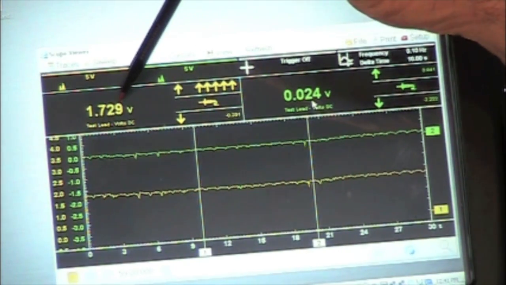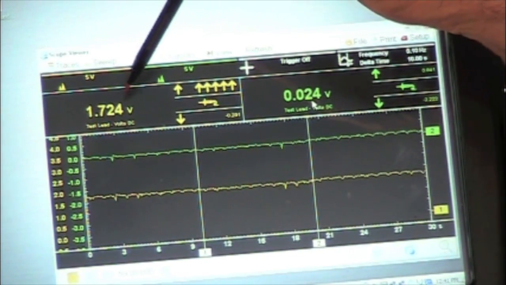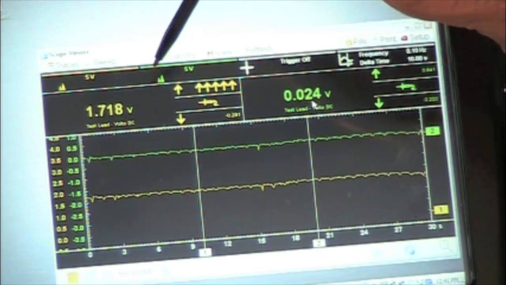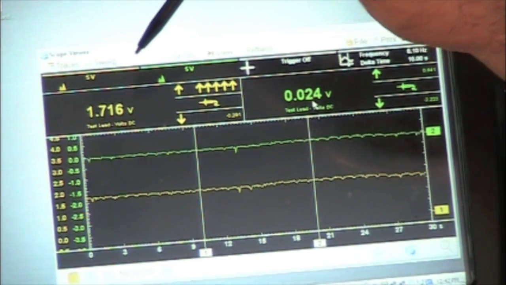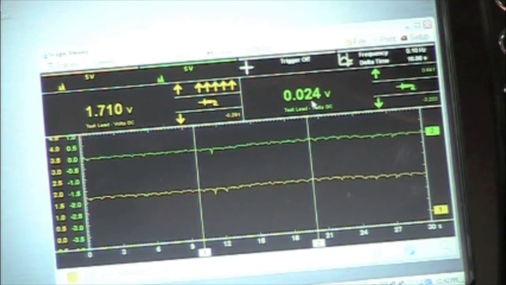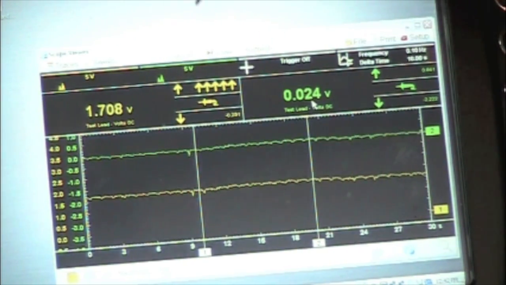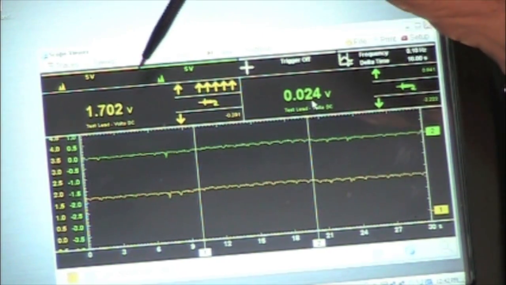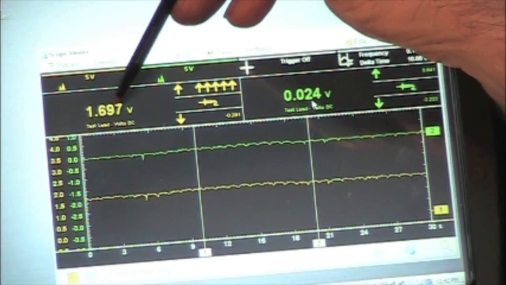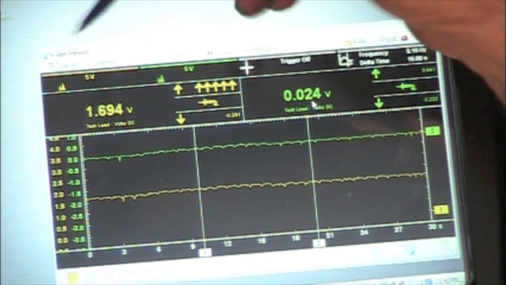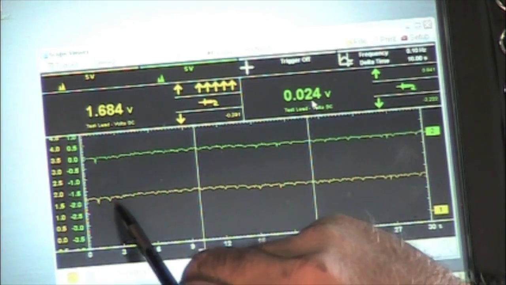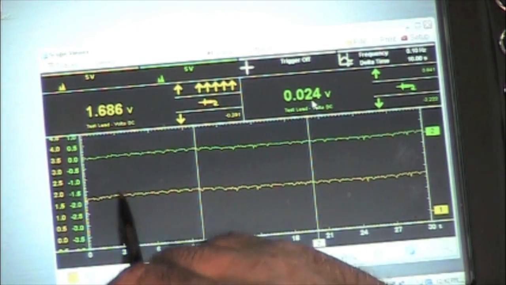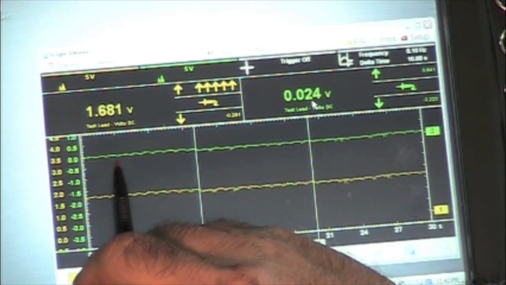Now this is 1.7 volts. Just so that you remember, the coolant temperature sensor gets a 5-volt reference from the computer. As the temperature goes up, the voltage goes down. We're reading 200 and some degrees now, so that's why we're at 1.7 volts. Now the yellow signal over here then is the voltage. The green is the ground.